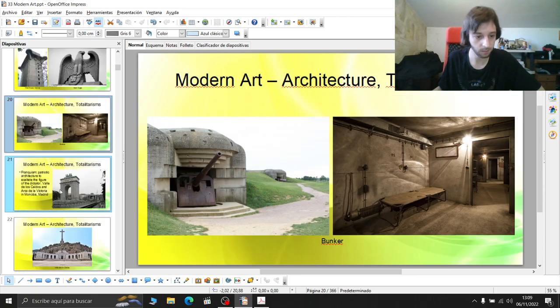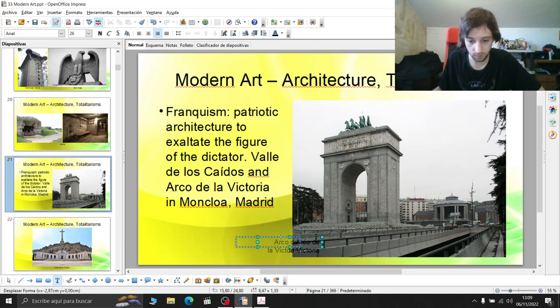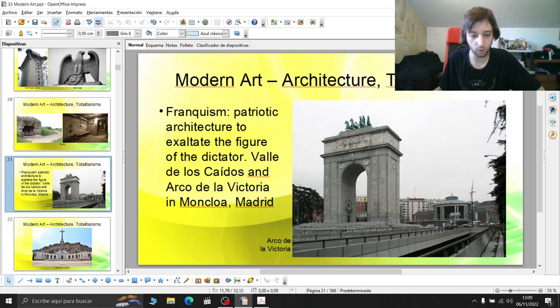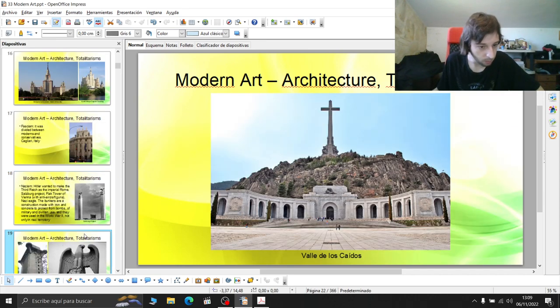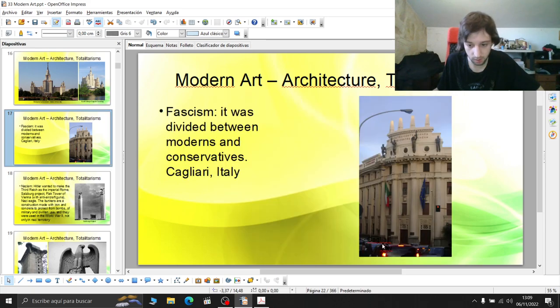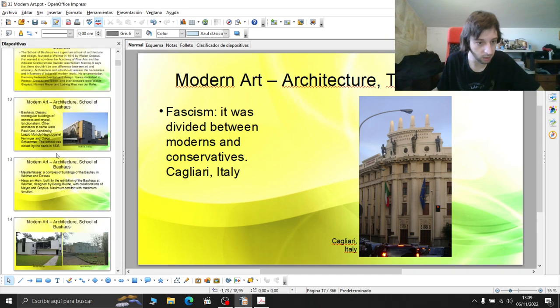This bunker. Francoism. Patriotic architecture to exalt the figure of the dictator, Valle de los Caídos and Arco de la Victoria in Moncloa. So here you see this one and this one. Give me a moment, I'm missing this. I think I'm not missing anything else.